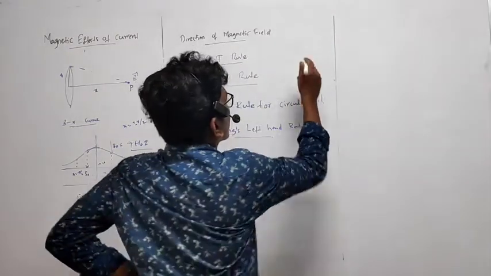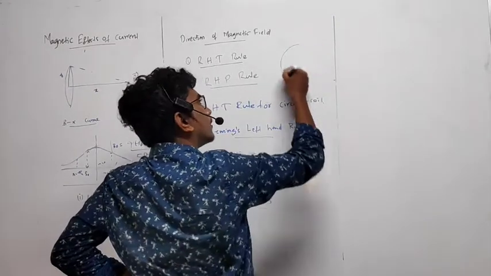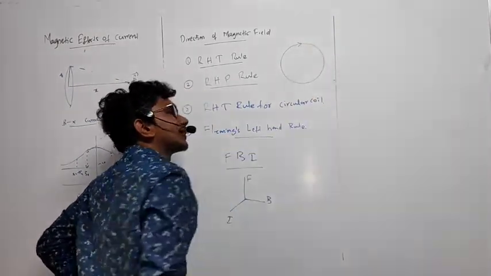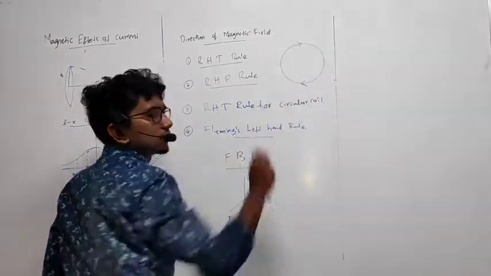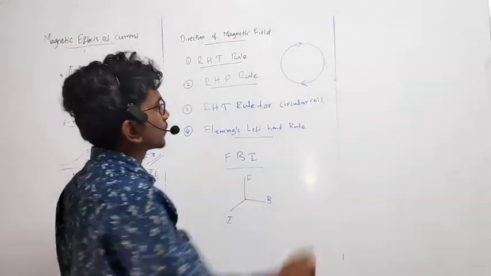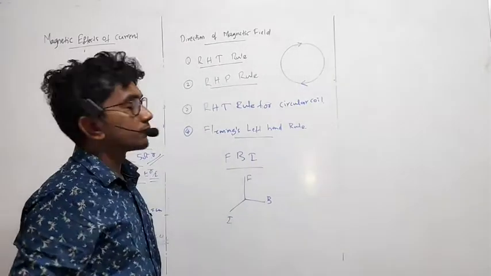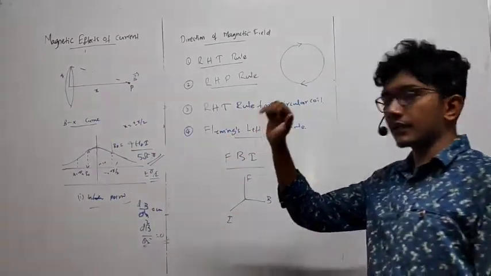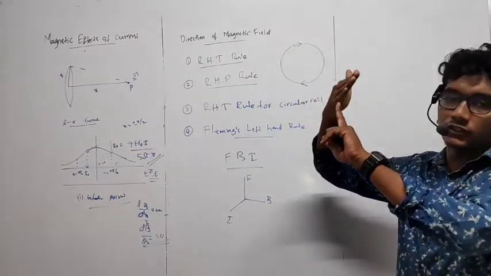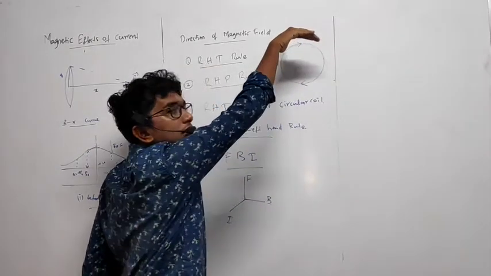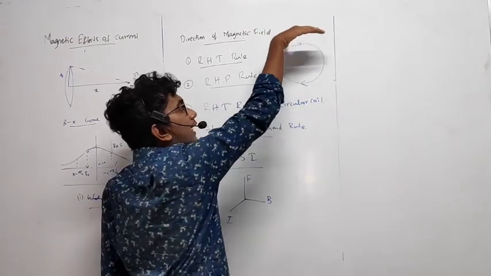For example, there is a circular coil like this. I will draw a big one. Current is moving like this, going like this. And here the current will be in this direction. Is it clockwise or anti-clockwise? It's clockwise, right? Not anti-clockwise. So what I'm going to do is take my hand like that and keep all four fingers in the direction of current. My thumb shows the direction of magnetic field.